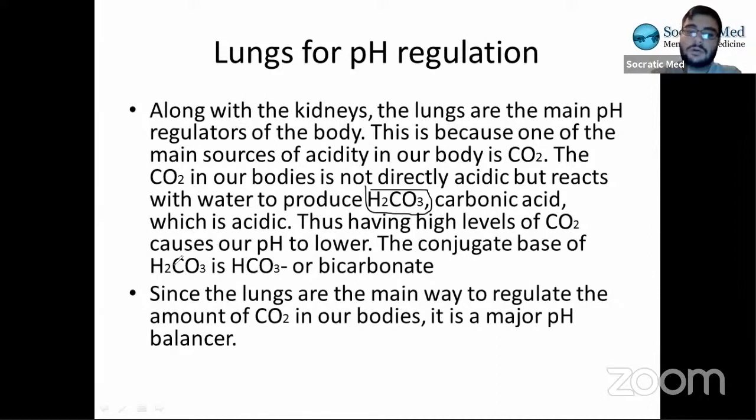And just for reference, the conjugate base of carbonic acid is bicarbonate, HCO3-, which is also very important for you guys to remember. It's a base, obviously the conjugate base. And since the lungs are the main way to regulate the amount of CO2 in your body, it's a major pH balancer. If you're breathing a lot and heavily, you're going to be getting rid of a lot of CO2. Getting rid of a lot of acid means your pH will go up and your blood will be more alkaline compared to normal, right?